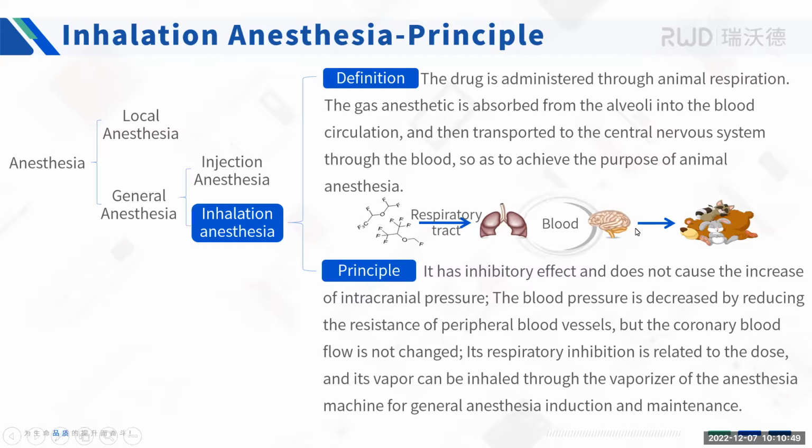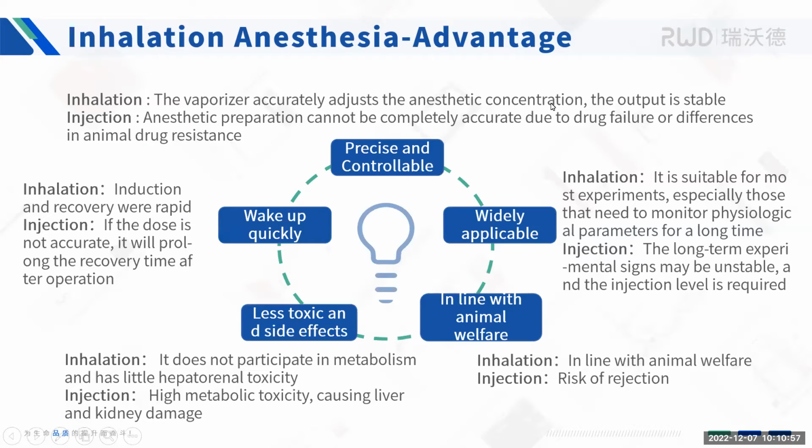And then they will enter the blood circulation to achieve the purpose of anesthesia. The benefits of inhalation anesthesia can be summarized as these points. First of all, it's precise and controllable, because compared with the injection anesthesia, inhalation anesthesia is controlled by the vaporizer, not by our hands. So the output from the vaporizer is stable. The drug concentration can remain stable throughout the experiment.